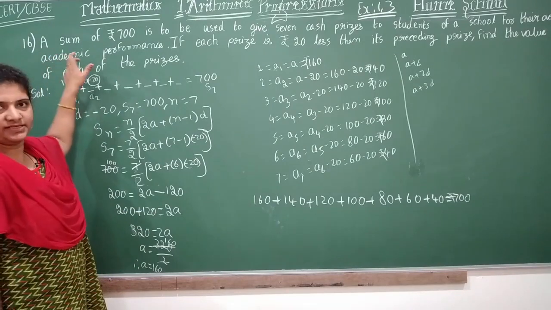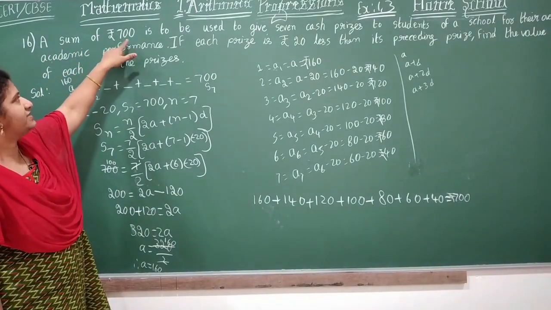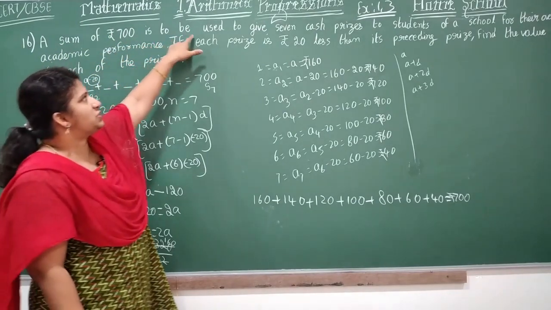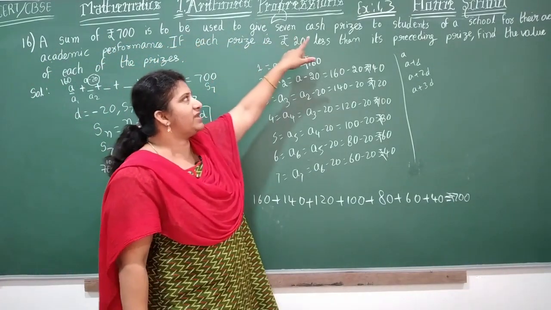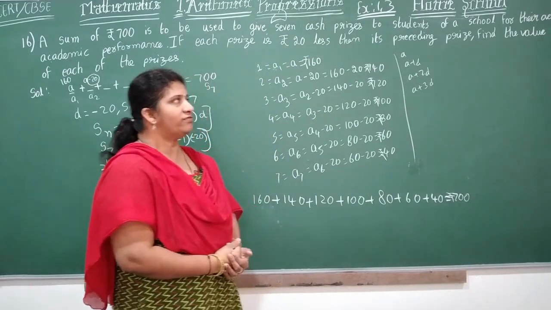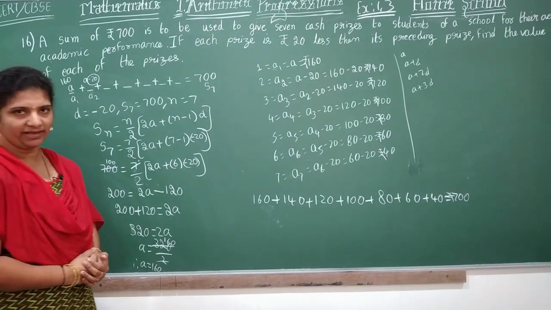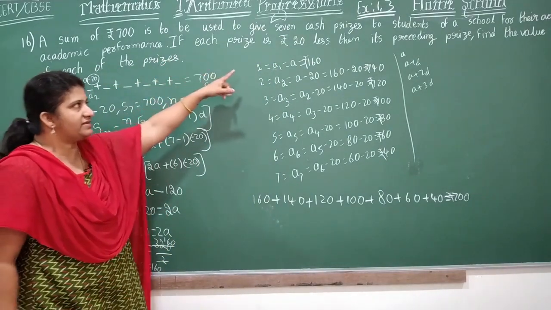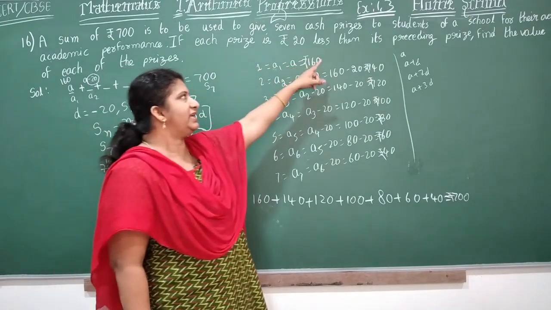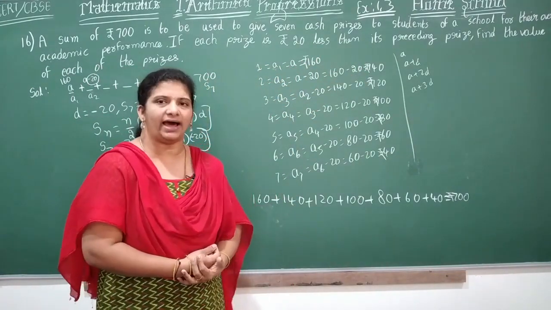So look here, children, 16th problem. A sum of rupees 700 is to be used to give 7 cash prizes to students of a school for their overall academic performance. If each prize is rupees 20 less than its preceding prize, find the value.